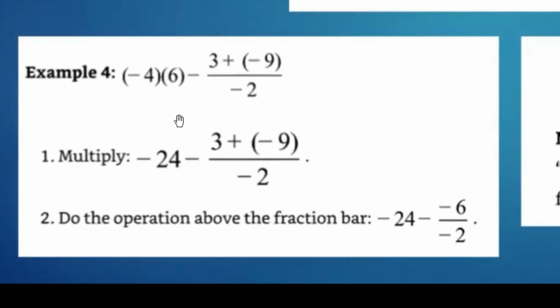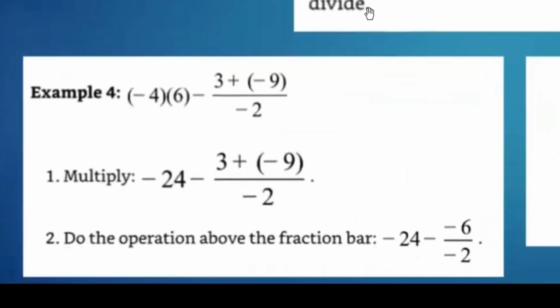You always want to start with multiplication first. So -4 times 6 is -24. We've done our multiplication first. And then you're going to subtract from -24 your fraction here. So -24 minus 3 plus -9 divided by 2. Well, what are we going to do? We're going to work on the numerator first, and we're going to add 3 and -9.